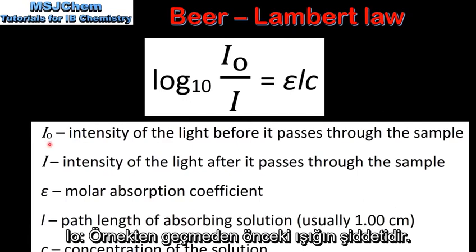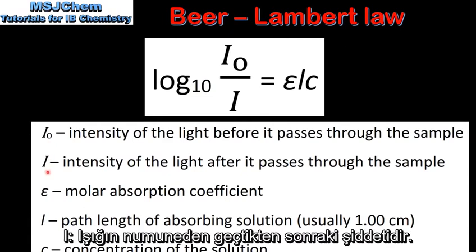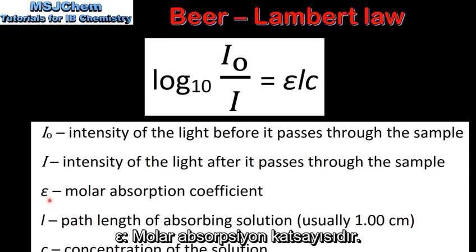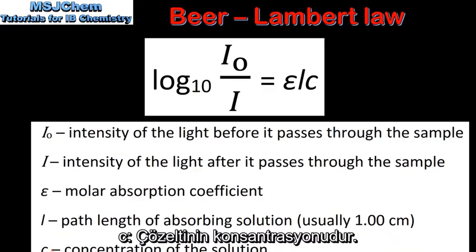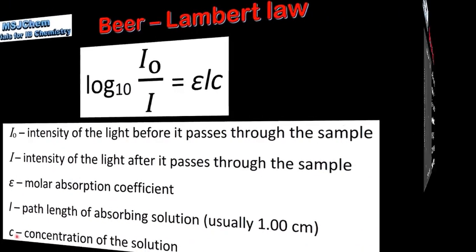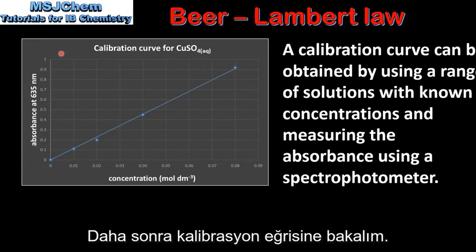So we have the intensity of the light before it passes through the sample. We have the intensity of the light after it passes through the sample. We have the molar absorption coefficient, the path length of the absorbing solution, which is usually 1 centimeter, and the concentration of the solution. Next we look at calibration curves.